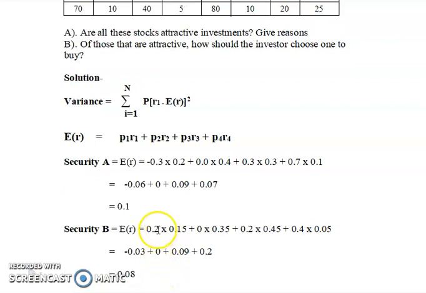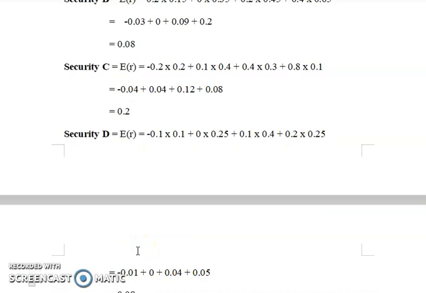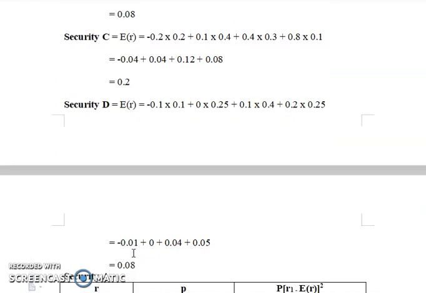Similarly, for every return and its probability, you are calculating, and for that particular security the overall expected return would be 0.08. And for security C we calculated, and similarly for security D. So I have all these.